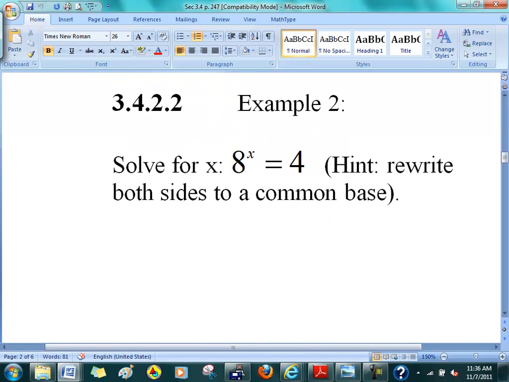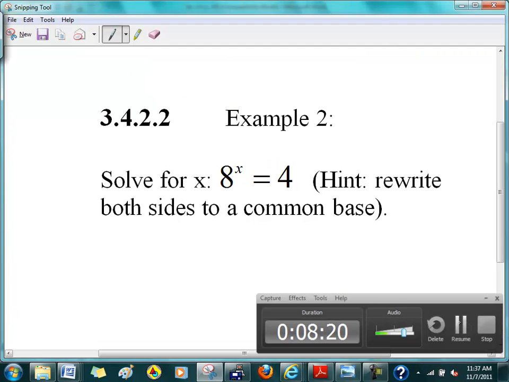Next one. All right, so it seems like you know the answer. Let's see you do it then. Kylie in the back corner there.